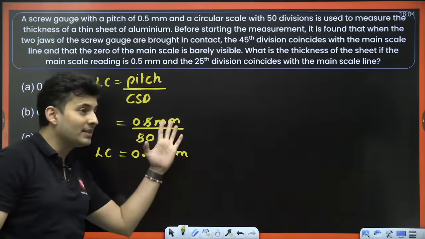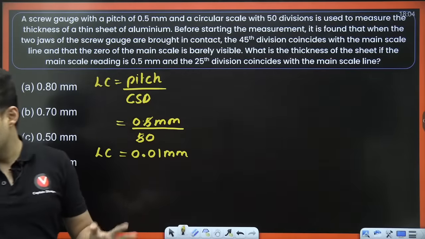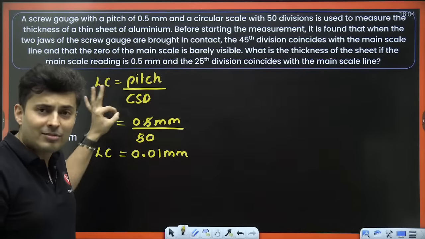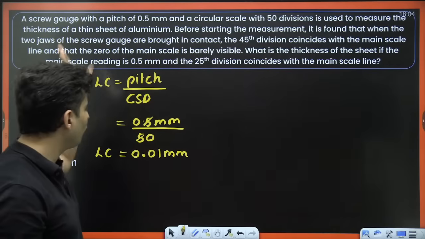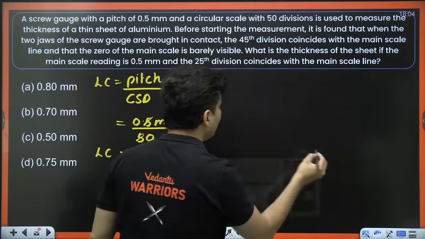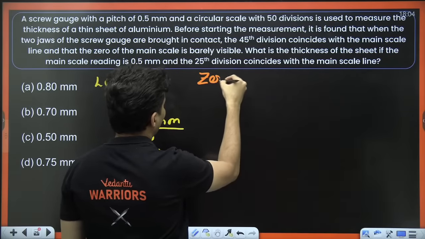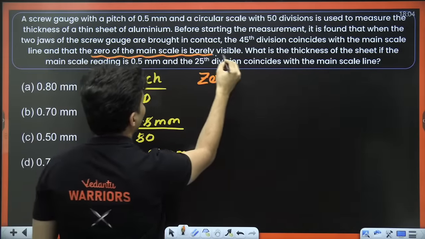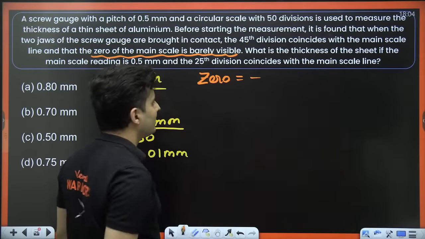Yeah, the question size does not matter. Don't worry about the question size. What matters is how the steps are. The steps are very straightforward. The questions look very, very big. Don't get scared by that. Next thing, what is the zero error? Because it is clearly mentioned that the zero is barely visible, that means the zero error is negative.